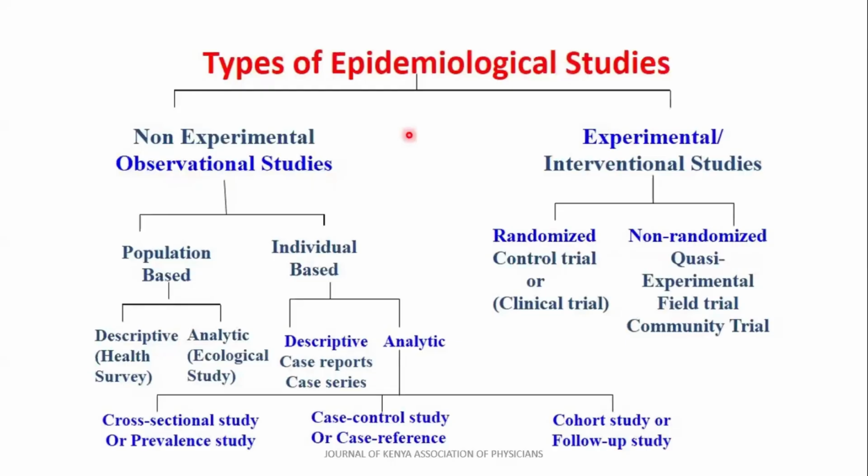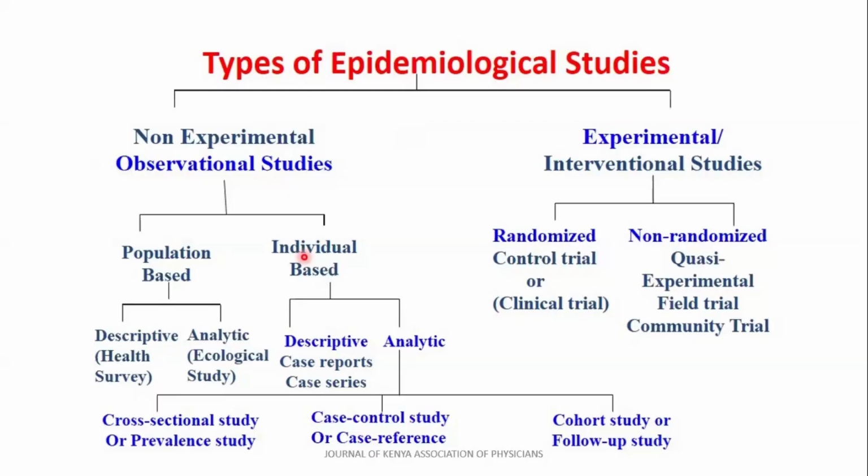So basically that's what we've covered. Just a recap of what we've done. For us to be able to classify epidemiological studies, we need to ask ourselves: does the study describe the characteristics of a sample? Is it population-based or is it individual-based?